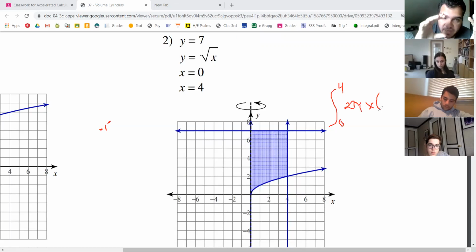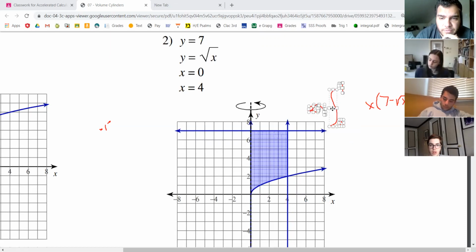times the height, and the height varies between the distance of the two curves. So the top curve seems to be 7, and the bottom curve seems to be square root of x. So it's going to be 7 minus square root of x, close the parenthesis, dx. And then again, our 2 pi is a nice constant, so we can move that in front. So 2 pi, integral from 0 to 4, x, parentheses, 7 minus square root of x.